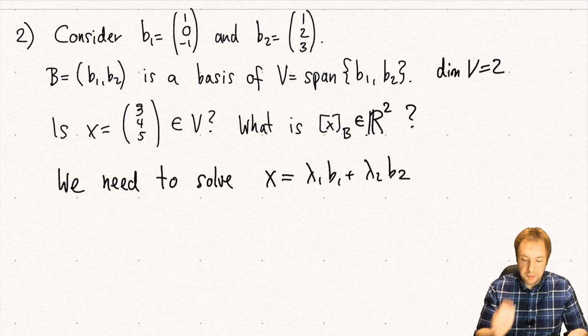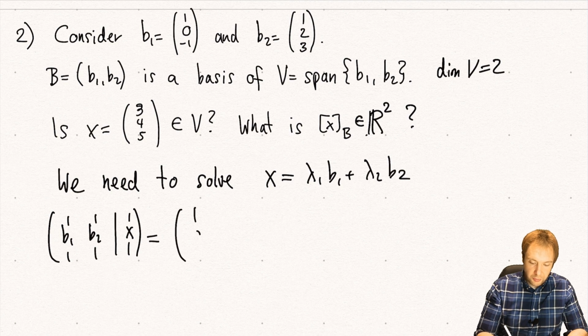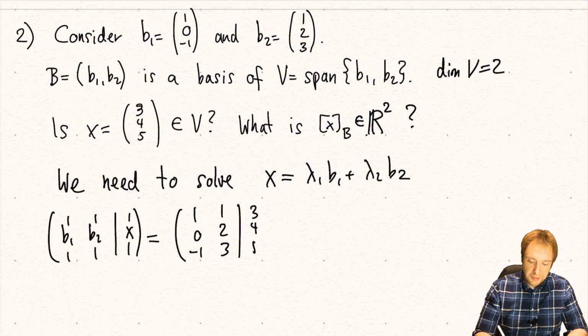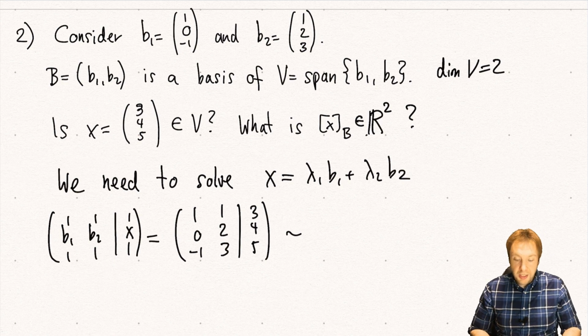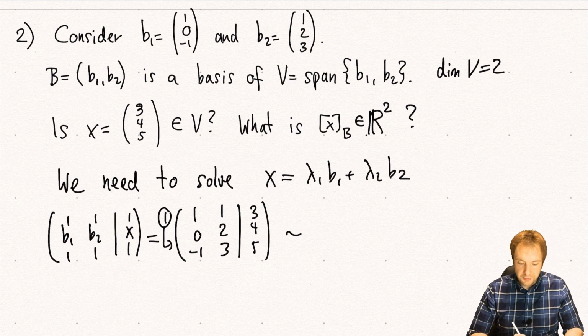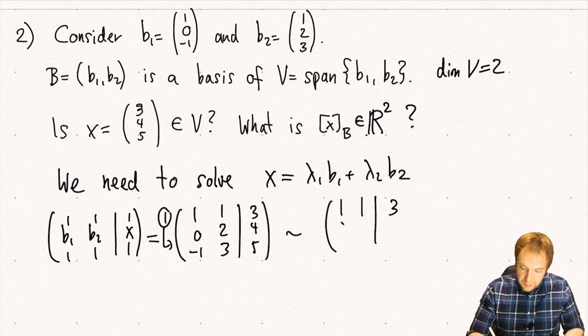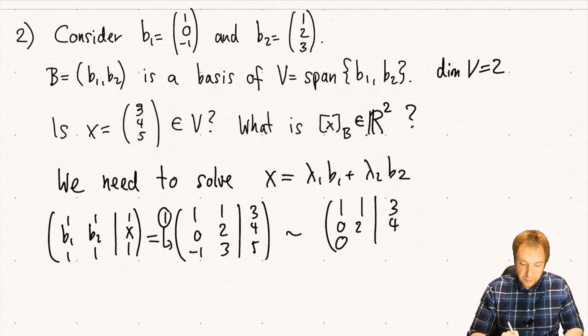And this is just a linear equation where on the left hand side we write these two vectors, b1 and b2, and in the augmented matrix the right hand side is the vector x. So this here is just 1, 0, minus 1, then 1, 2, 3, and 3, 4, 5. And then we play our usual game and bring this to row-reduced echelon form. So here we add this to this. So here we have 1, 1, 3, 0, 2, 4, and here we have a 0, here a 4, and here an 8.